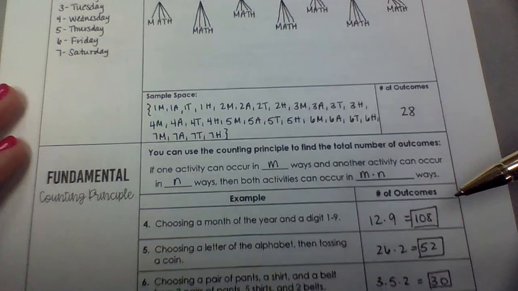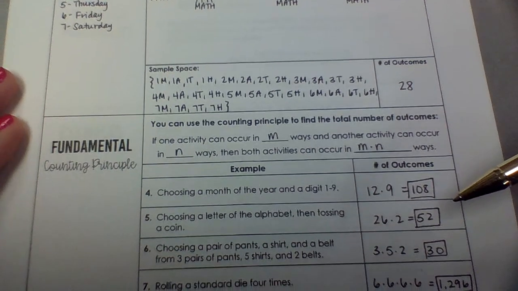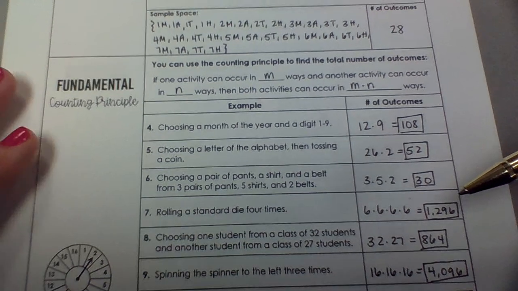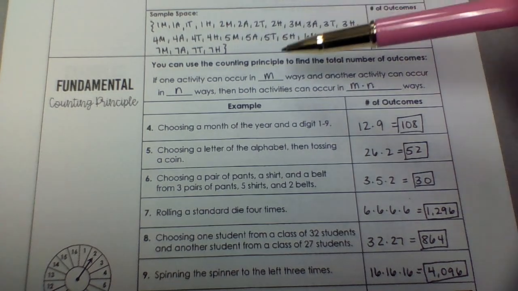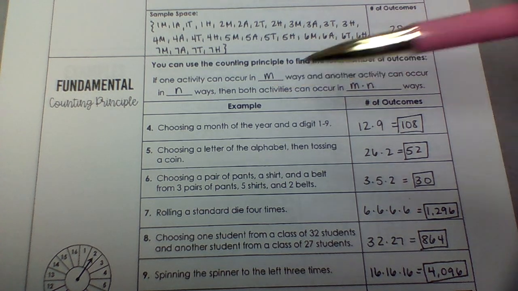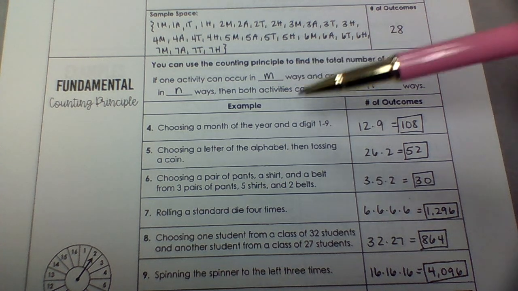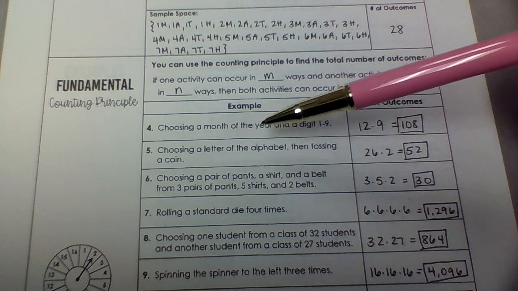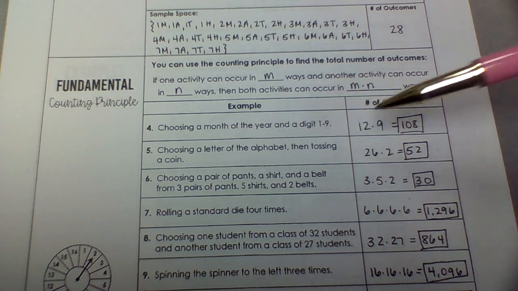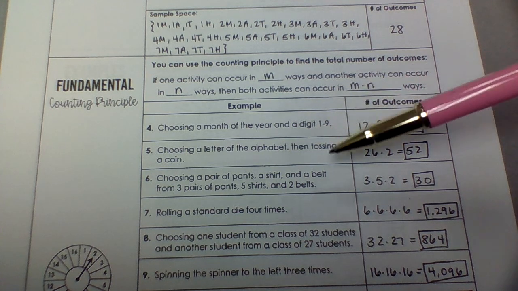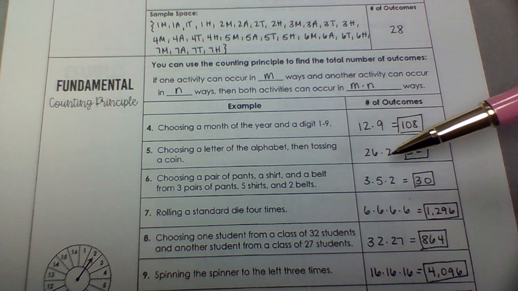So let's look at the fundamental counting principle, which is an easier way than doing a tree diagram. If one activity can occur in M number of ways and the other activity can occur in N number of ways, then you basically just multiply the 2 together to get the total number of outcomes. So choosing a month of the year and a digit 1 through 9, that would be 12 times 9. Choosing a letter of the alphabet, then tossing a coin, that would be 26 times 2.